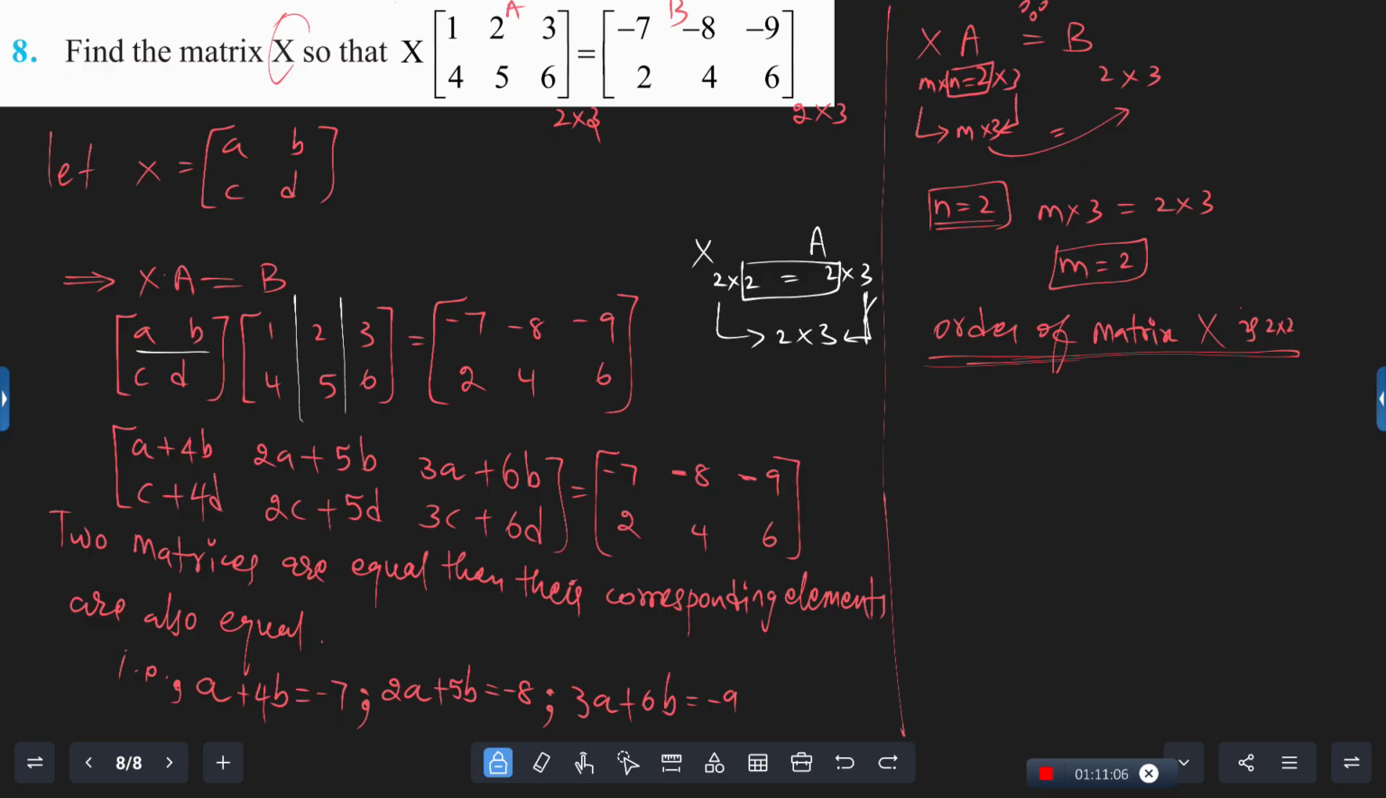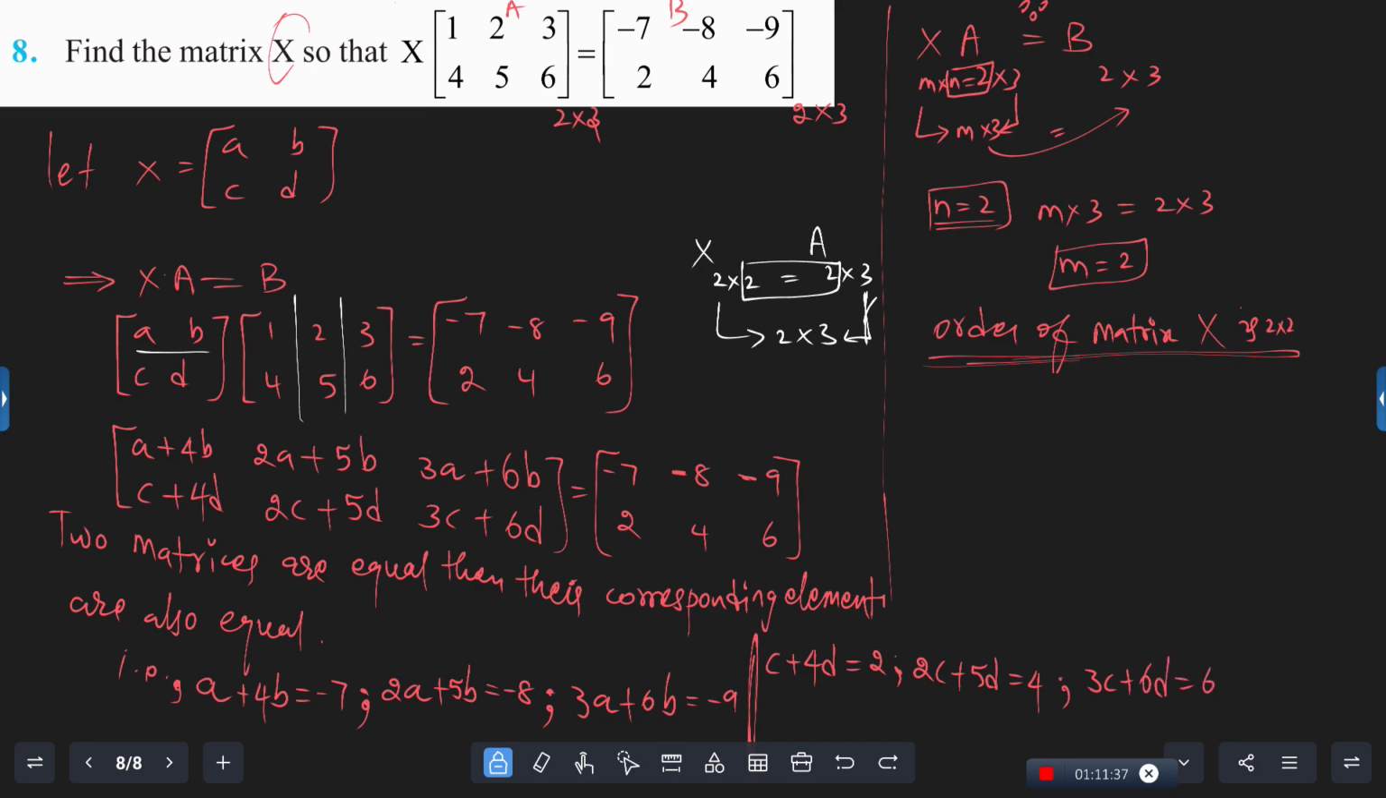Okay, we have to do it by elimination method or substitution method. Understand? Same thing if you follow for the second also. Let me mention, I put a row, one line. C plus 4 times D is equal to 2. Same manner, 2 times C plus 5 times D is equal to 4. Same manner, 3 times C plus 6 times D is equal to 6.